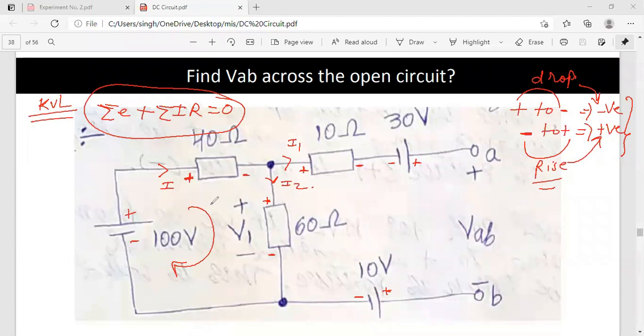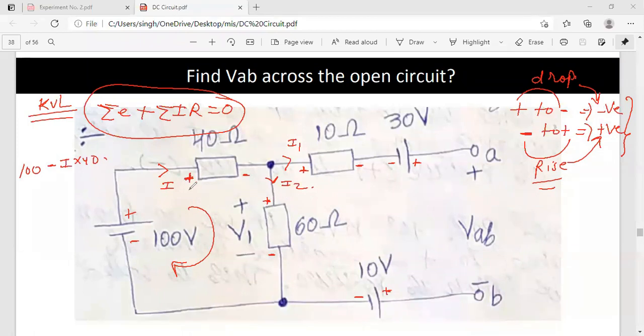So when I write the KVL equation for this particular part of the circuit, it is nothing but 100. This is again from plus to minus, and from plus to minus is negative. So minus, this is the IR drop: I is I here, R is 40. Then again I'll come back downwards. So again it is from positive to negative.